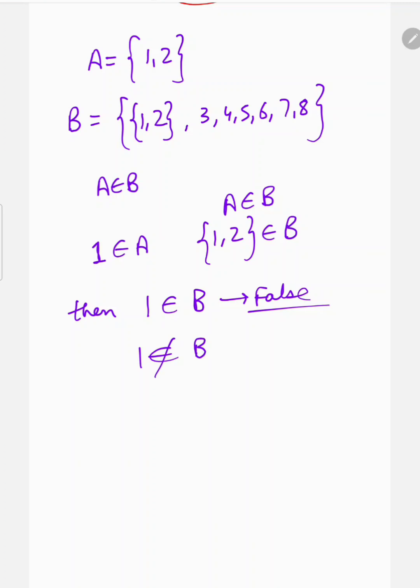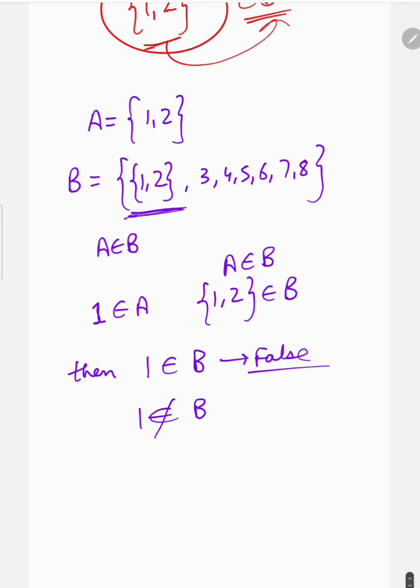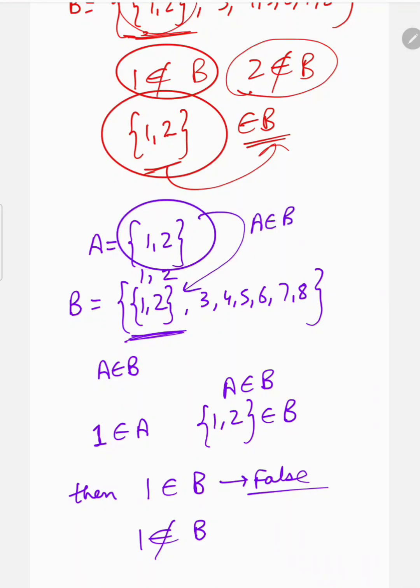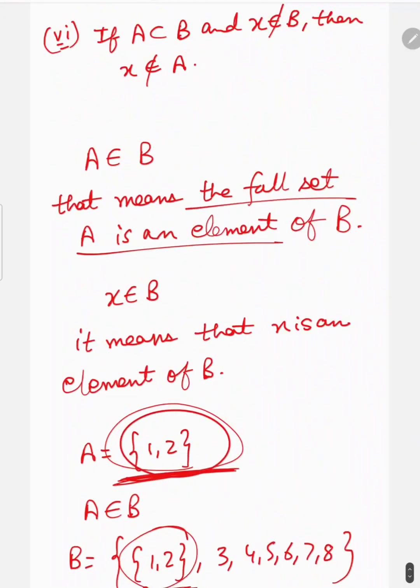Okay, again I am telling you that this {1, 2} as a set is different from 1, 2 as elements. This is the full set that is in B. As a set it is in B, and this is the meaning of a set belonging to another set. I hope that it is clear.